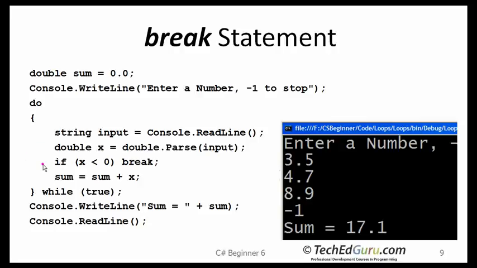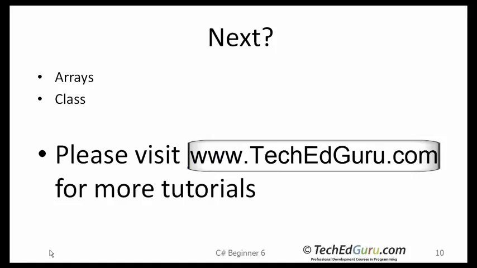whether it's less than 0 or not. If it is less than 0, then I break out of the loop. So that's a new statement we are learning. If not, I keep on adding that number and continue that loop. My loop will always continue until it encounters this break statement. So in this case, I entered 4 numbers, 3.5, 4.7, 8.9, and then -1, telling my program to terminate. And then it gives me the sum of the first 3 numbers that I entered. The result should be 17.1. Try out this example again.